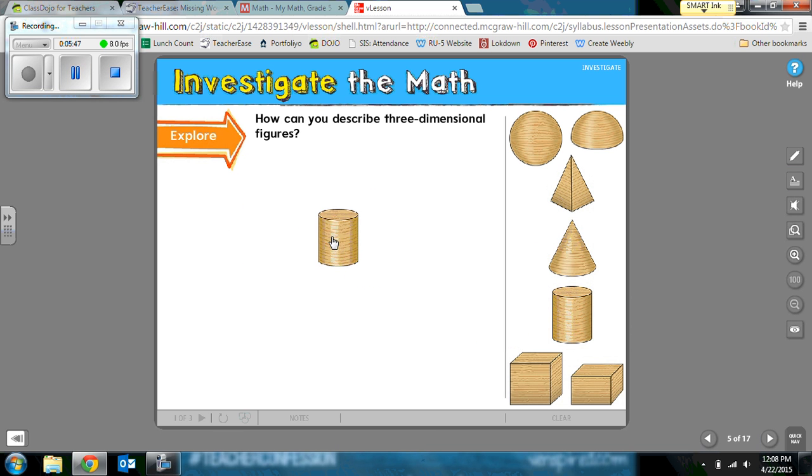Up next, we have our cylinder, which has 2 bases on top and bottom, but then it's round around the middle. So there's your cylinder. And then, of course, we have the cube and the rectangular prism. Rectangular prisms can look like many, many different shapes and sizes. This is just one example.